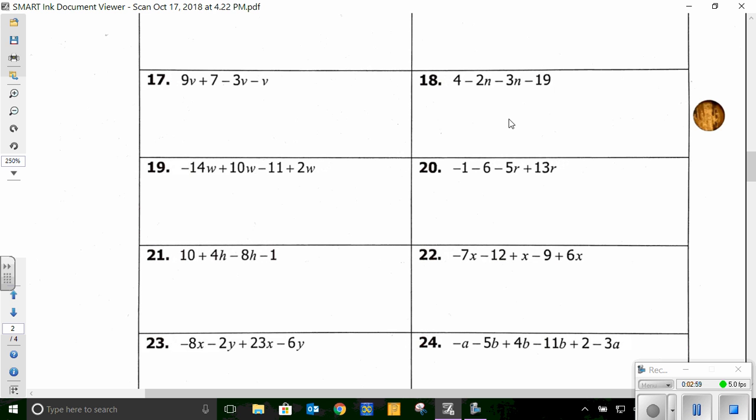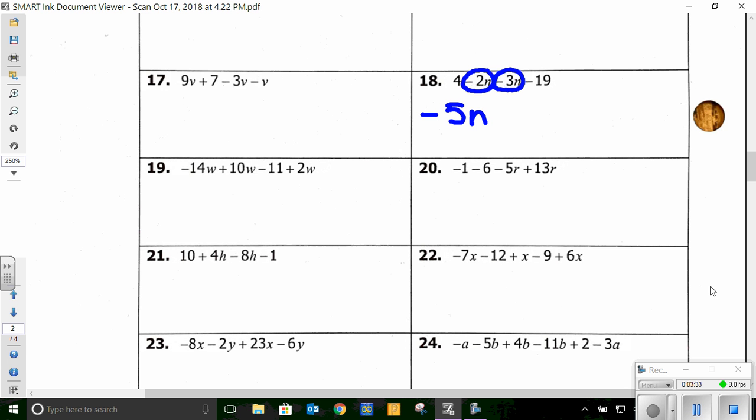Let's take a look at number 18. This time, we have a couple things to do. We have some terms with variables, and we also have two constants. So I'm going to circle my terms with variables first. I have a negative 2n, and I have a negative 3n. Again, make sure you circle the sign with the term, because it was a minus, but now it becomes a negative to help us do our math. So we have a negative 2 plus a negative 3. That gives us a negative 5n because we're combining them.